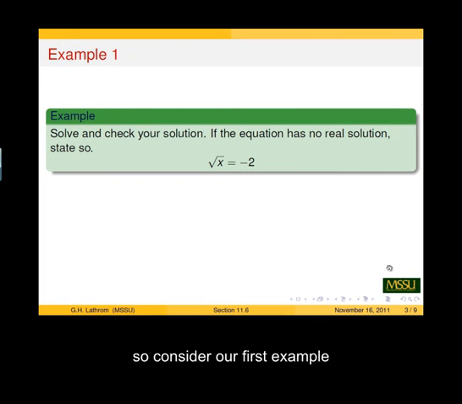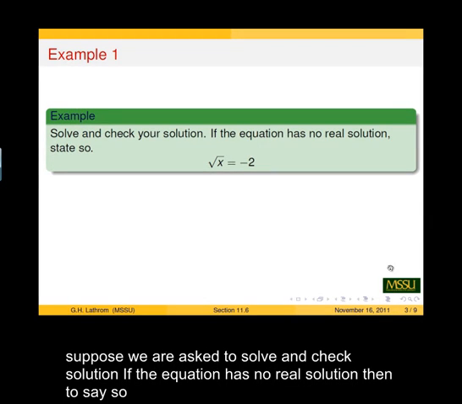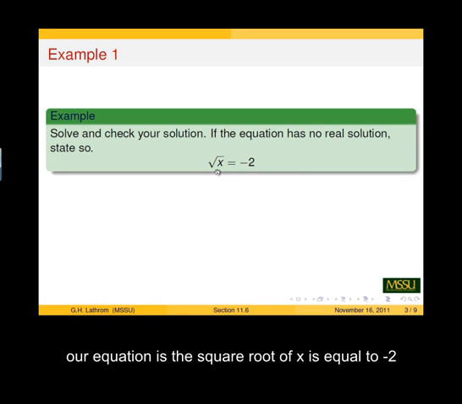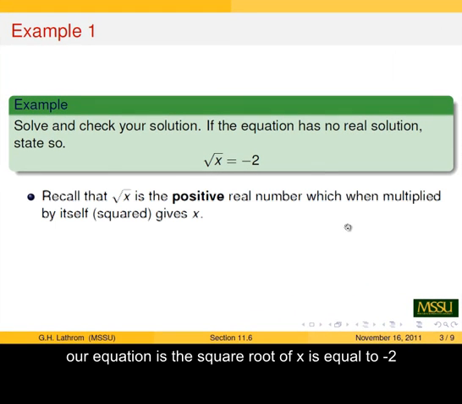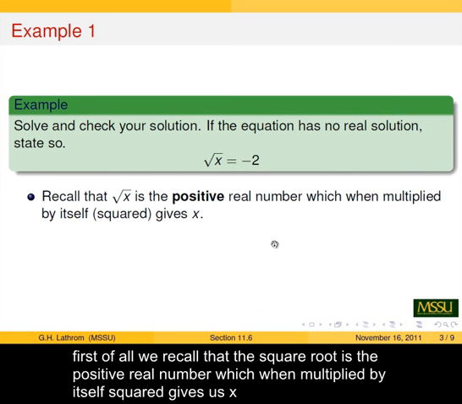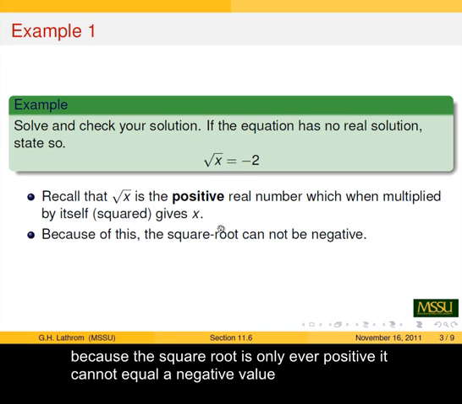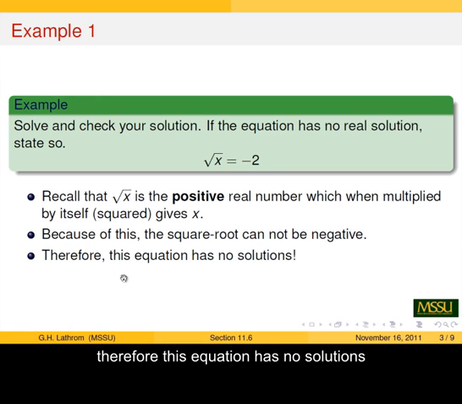Let us consider our first example. Suppose we are asked to solve and check our solution, and if the equation has no real solution, to state that it has no real solution. Our equation is the square root of x is equal to -2. First of all, let us recall that the square root of x is the positive real number which, when multiplied by itself, squared, gives us x. Because the square root is only positive, it cannot return a negative value. Therefore, this equation has no solutions.